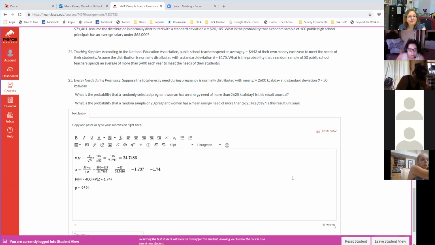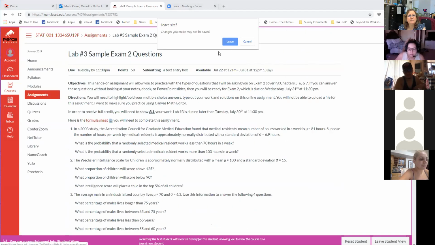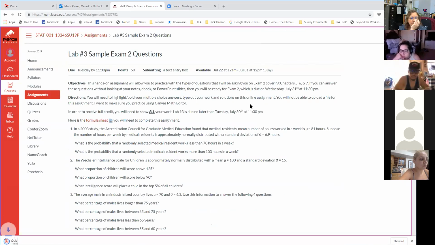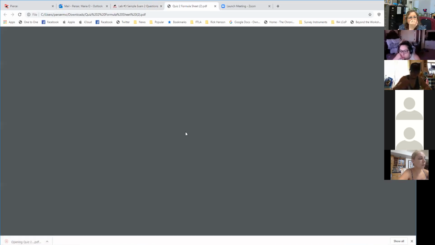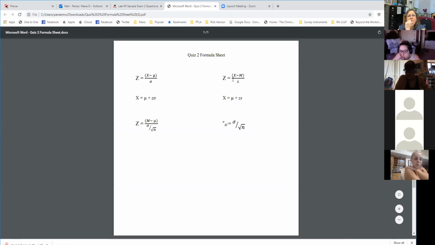So, Professor, there are two more formulas on the formula sheet. Z equals x minus m over s. So this is for the sample mean. Wait a minute, let me take a look at it. Oh, you mean this one here?